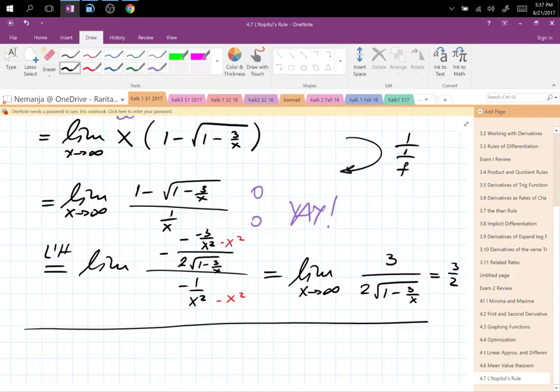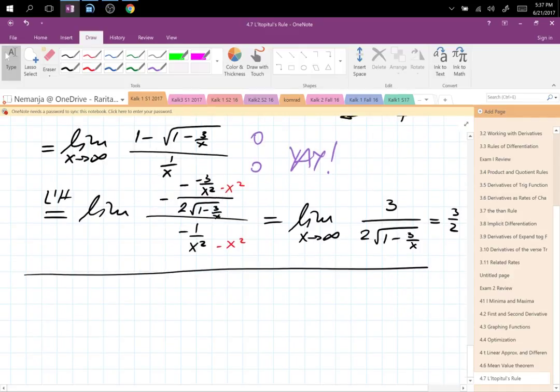I know how much you love these infinity minus infinity. One more, because we can. You're gonna love this one. Tangent minus secant, obviously.